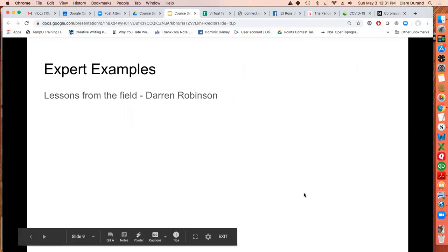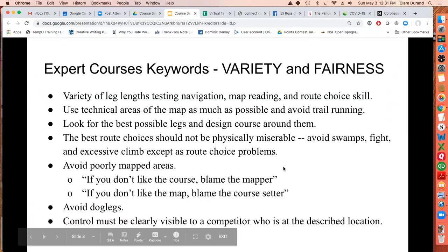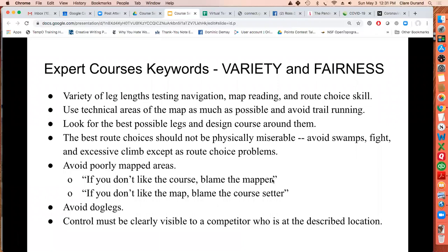Avoid poorly mapped areas. This is something I heard somewhere along the line: if you don't like the course, blame the mapper. If you don't like the map, blame the course setter. The idea being that if the terrain or the map itself is not very good, then the course setter ends up very constrained. And so oftentimes you get lesser courses just because the terrain doesn't support it or because the map had a lot of bad stuff in it that the course setter was trying to avoid.